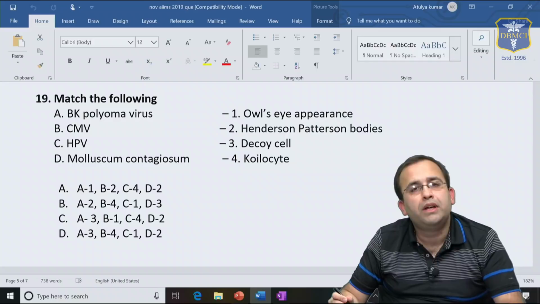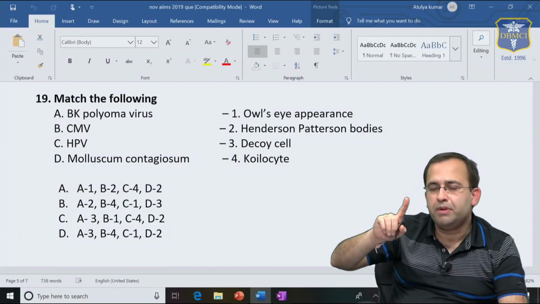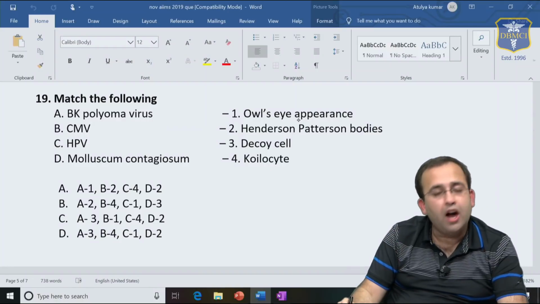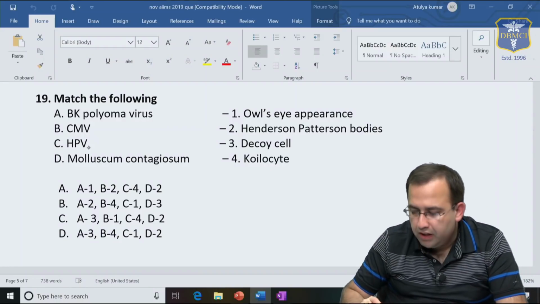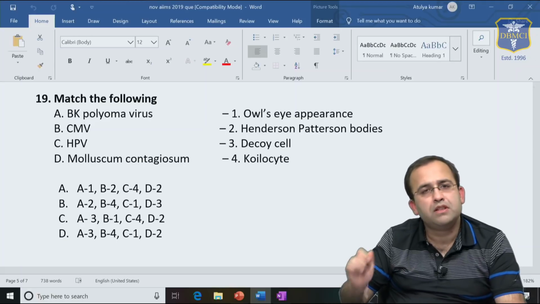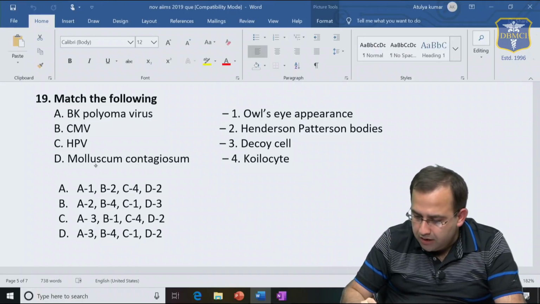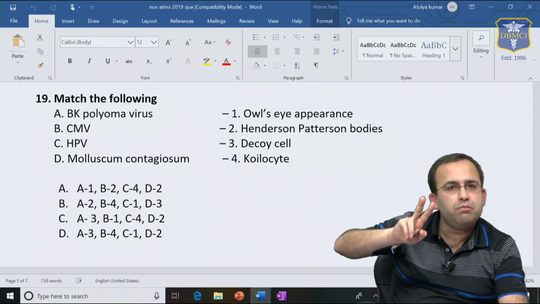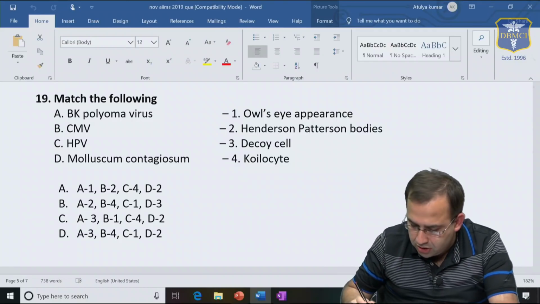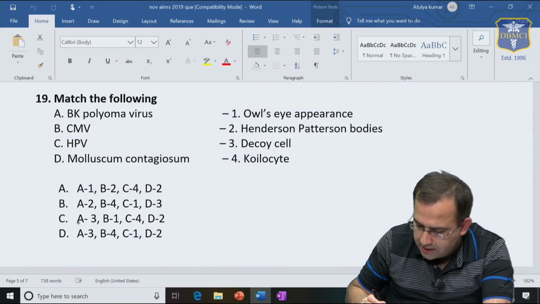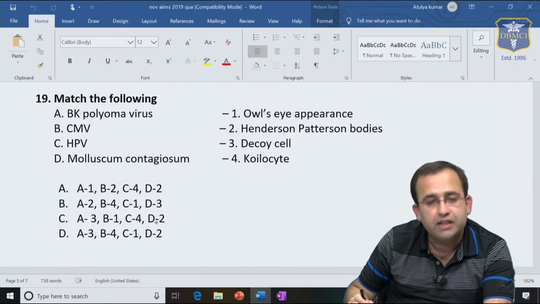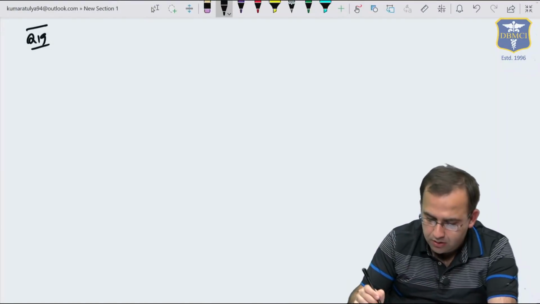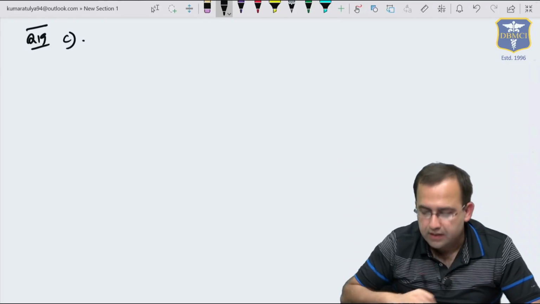CMV, cytomegalovirus, has the classical owl-eye appearance. Intracytoplasmic and intranuclear basophilic inclusions, owl-eye appearance. HPV, human papillomavirus, shows the presence of coilocytes, and molluscum contagiosum is associated with Henderson-Patterson bodies. So match, the answer is C, A3 B1 C4 D2. So question 19, the answer is C.